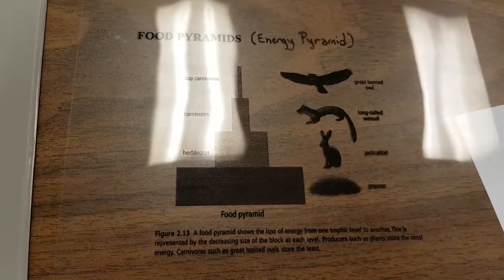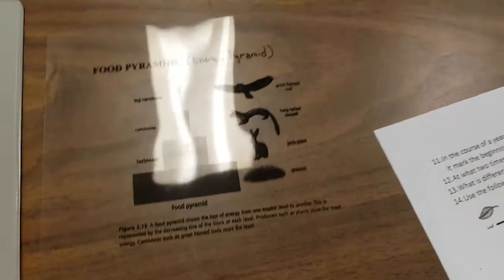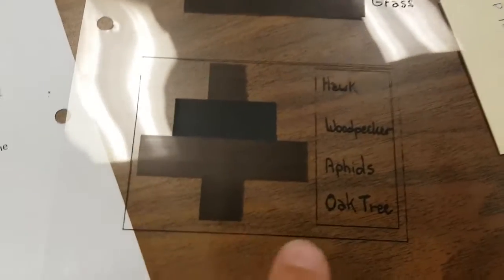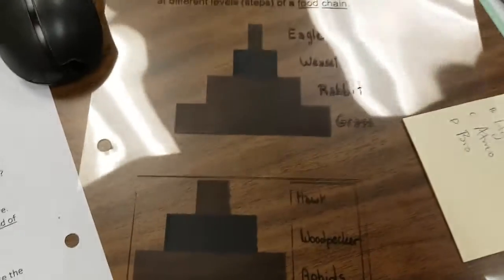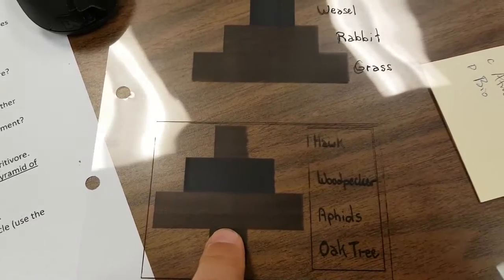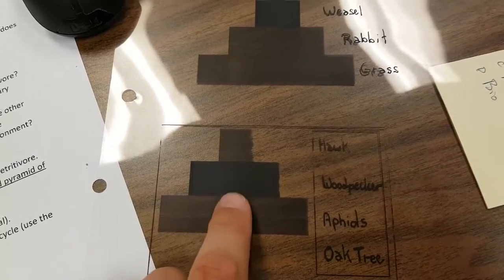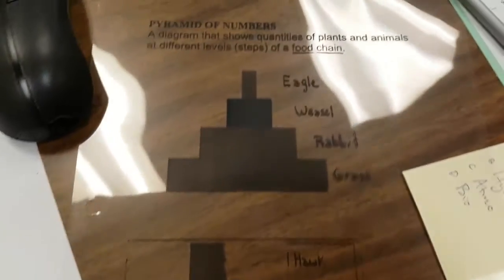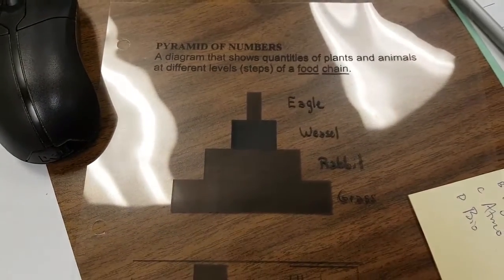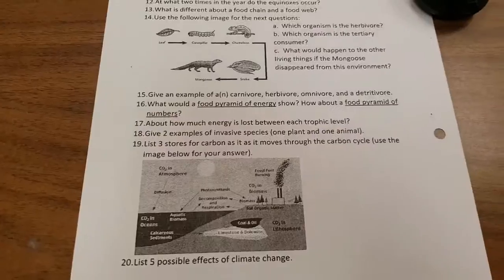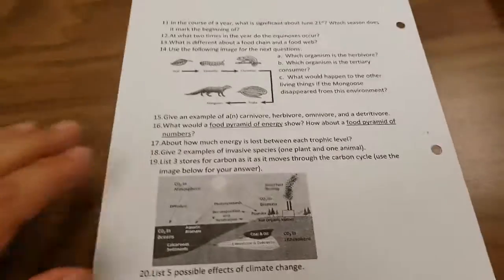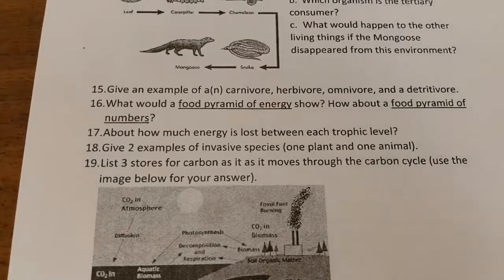Sorry about the focus being off there. But then a food pyramid of numbers might look a little bit more like this, where you have an oak tree where there's fewer numbers, and yet aphids are greater in numbers. And so it sometimes doesn't always follow the pattern you would think it would follow. So pyramids of numbers look a little different. Okay, so that was basically the answer to number 16.